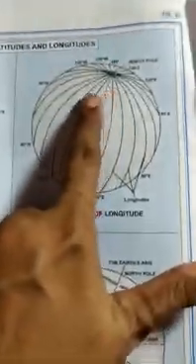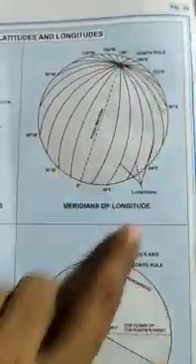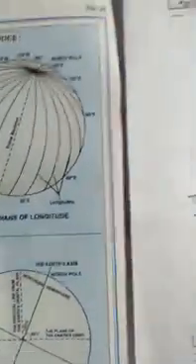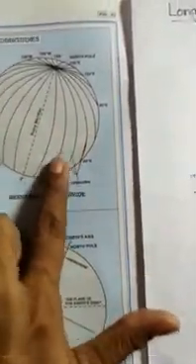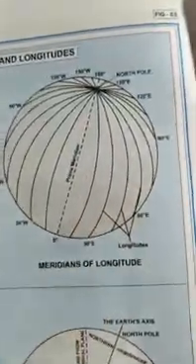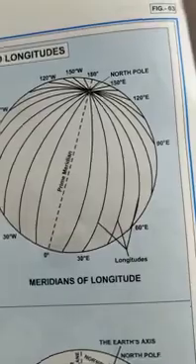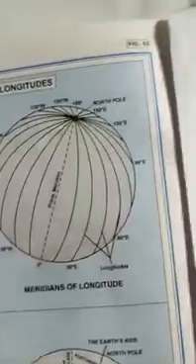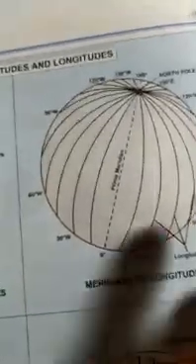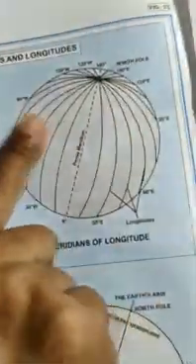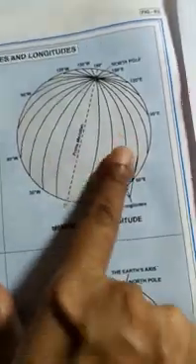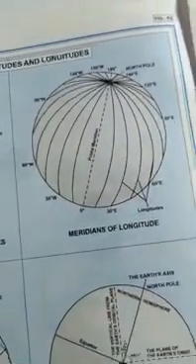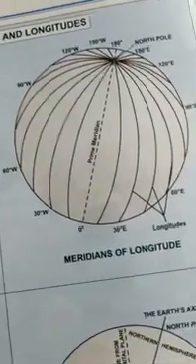The parallel lines are circles, but the longitude lines are semicircles, and the distance between the meridians decreases steadily as they move towards the pole. Therefore there are a total of 360 meridians. Here you see the 180 degree meridian on this side and the 180 degree meridian on this side, so it is 180 and 180, 360 meridians: 180 degrees east and 180 degrees west.